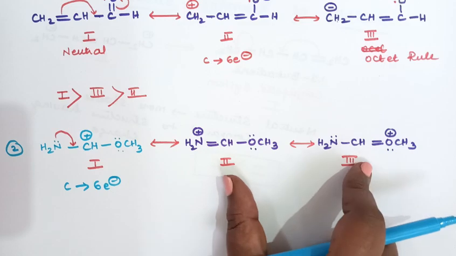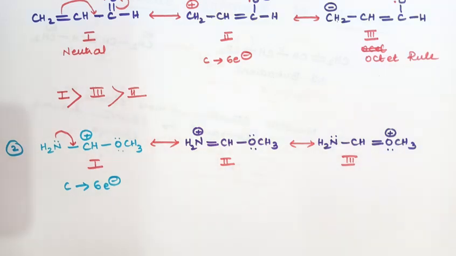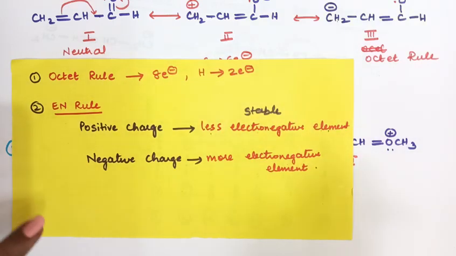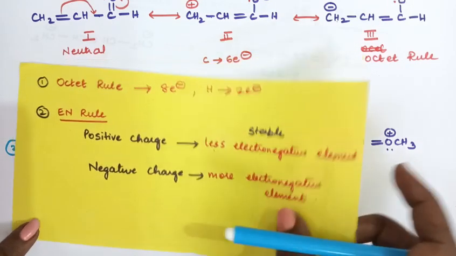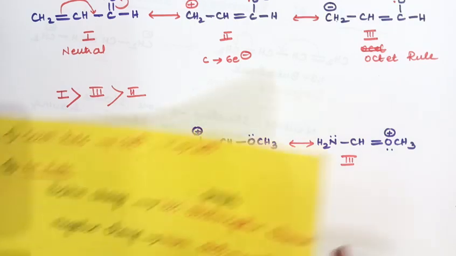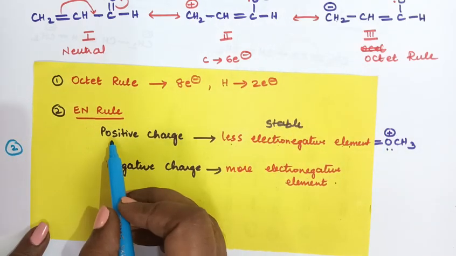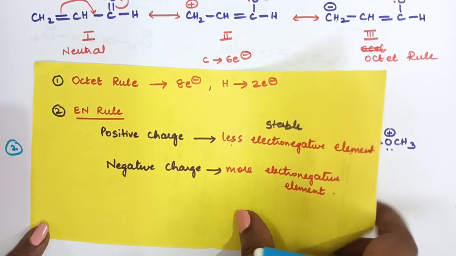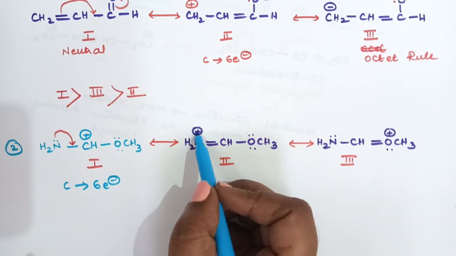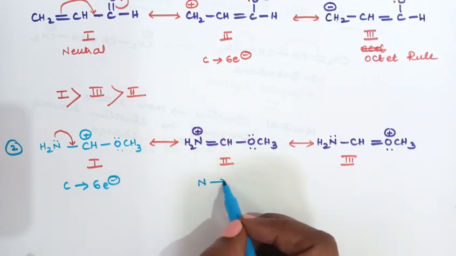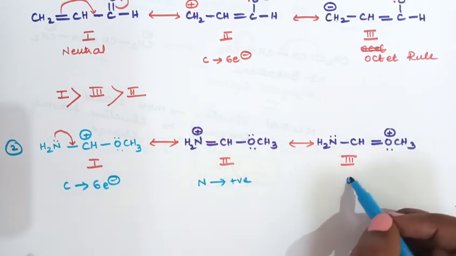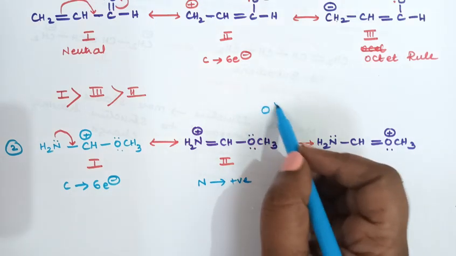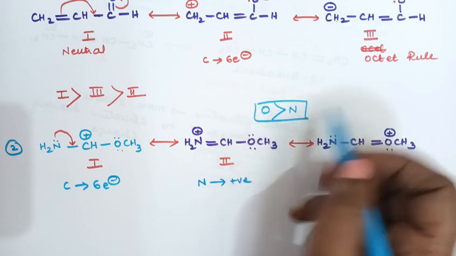So between these two, we have to find which is more stable. So now we will apply the second rule. The second rule is, see here we have a positive sign. So if a positive charge is present on a less electronegative element, then it will be stable. So here the positive sign is present on nitrogen. On nitrogen you have a positive sign. Here on oxygen there is a positive sign. So you know that oxygen is more electronegative than nitrogen.